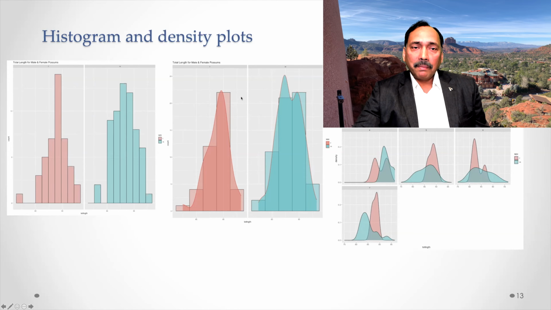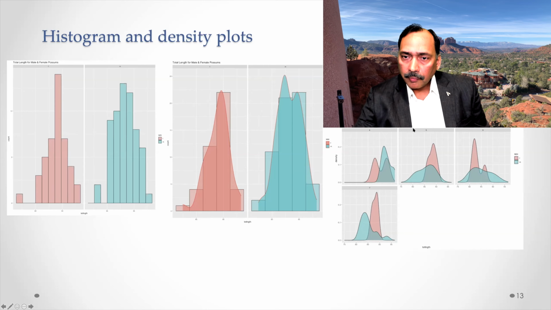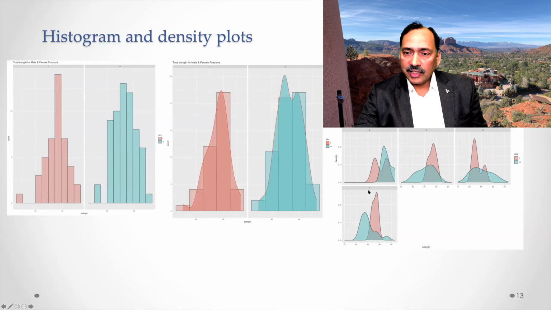Similarly, you can even break these into different facets. You can do a facet wrap. So for example, in this case, I have separated out male, female, and different sites where this animal is found. Site 1, site 2, site 3. So there were, I think, 7 sites.